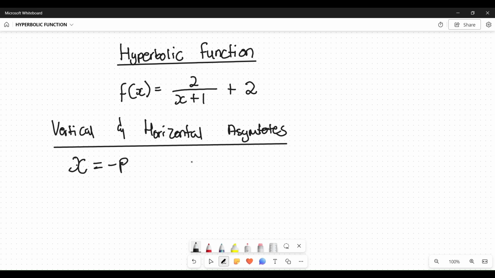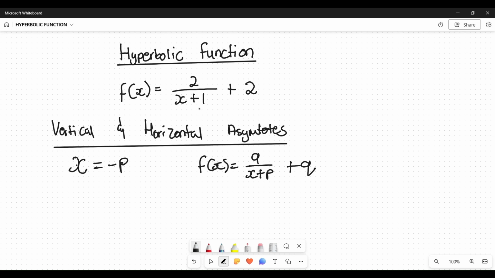Remember that the standard form of the hyperbolic function is f of x equals a over x plus p, plus q, whereby a, p, and q are constants. If we have the hyperbolic function in this form, then we can identify the equations for both the vertical and horizontal asymptotes. Let's look at our function: f of x equals 2 over x plus 1, plus 2.